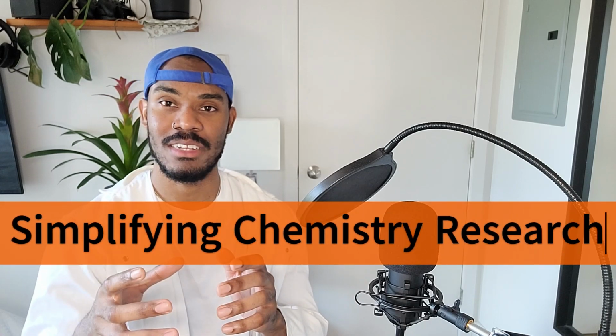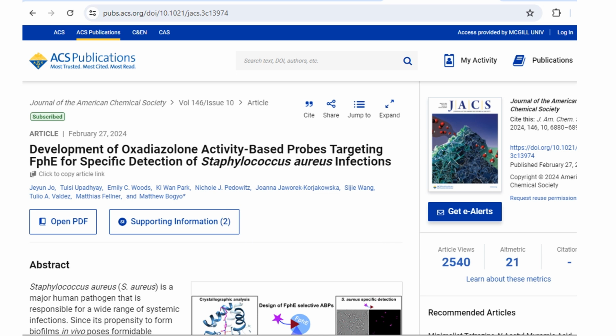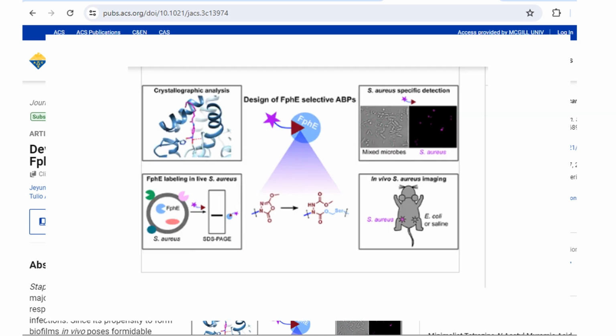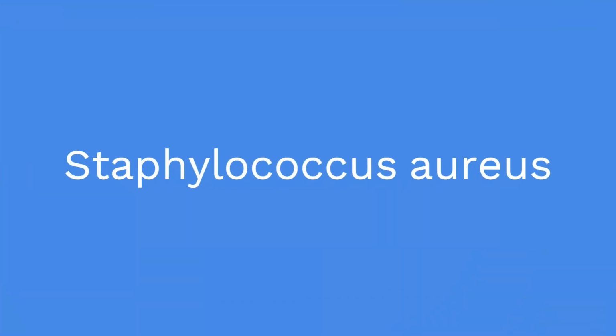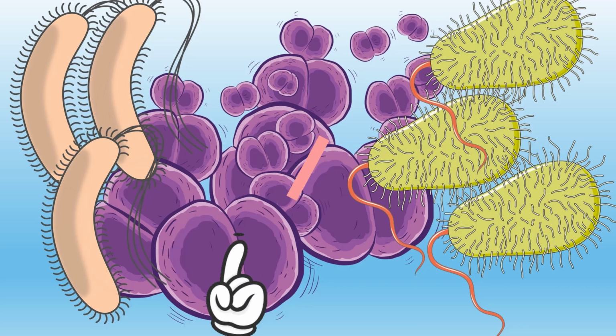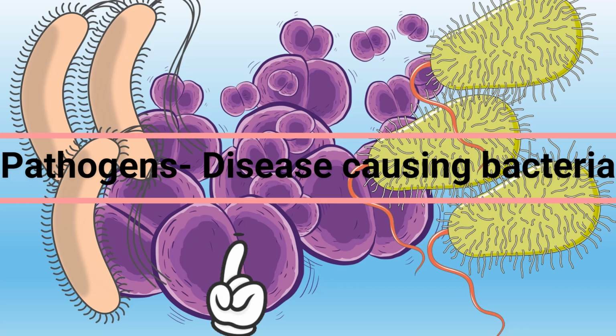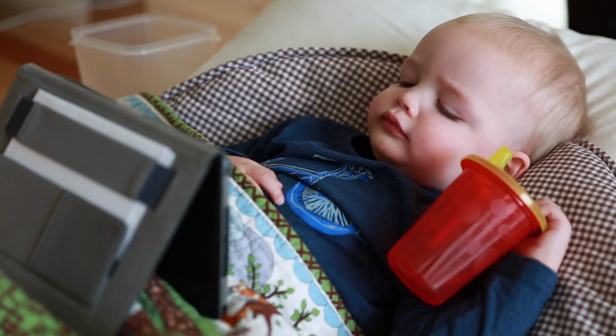And we're going to be starting off with research that involves creating probes that can target the detection of bacterial infections, specifically Staphylococcus aureus. Staphylococcus aureus is a harmful bacteria or pathogen that causes many types of infections in humans. These infections can be as minor as skin infections or as serious as heart infections and dangerous bloodstream infections.